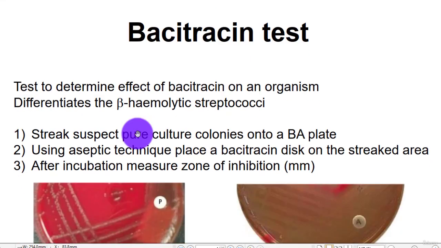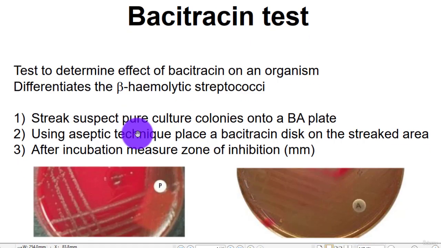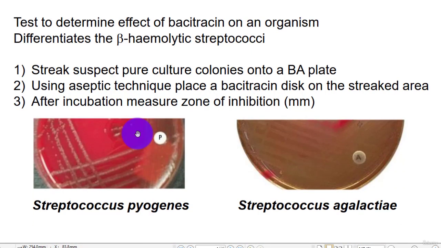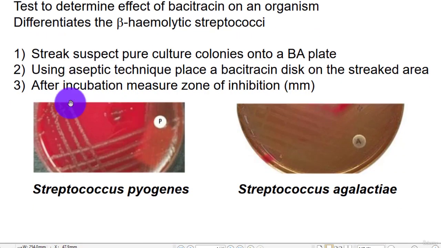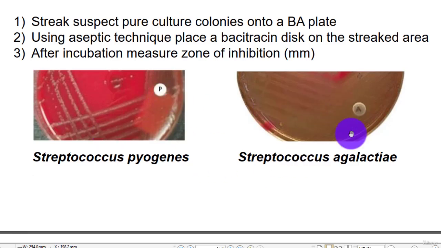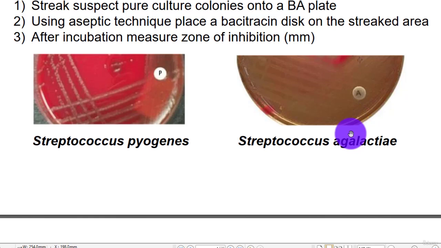Bacitracin test to determine the effect of bacitracin on an organism. To differentiate the beta hemolytic streptococci, streak suspect pure culture colonies onto a BA plate using aseptic technique. Place a bacitracin disc on the streak area. After incubation, measure the zone of inhibition.